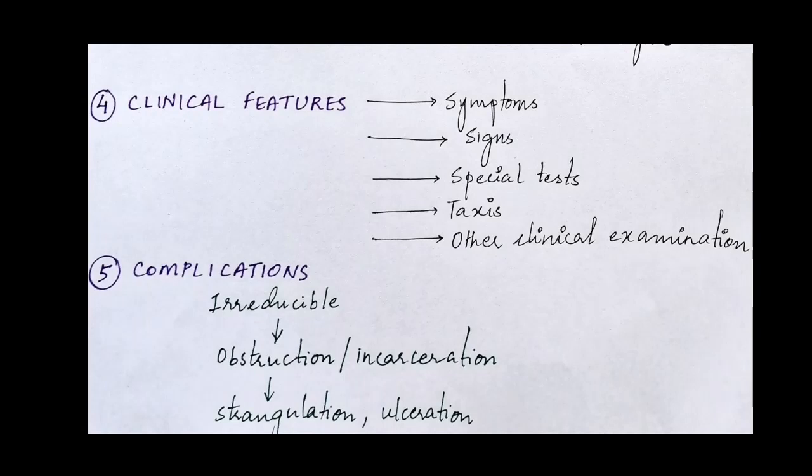When they tell you about the mass, you have to ask them what are the aggravating and relieving factors. So the size of the mass is going to increase on standing, walking, coughing, and straining. And the size of the mass is usually going to decrease on lying down, and sometimes the patient will manually be reducing the mass. If this history of reducibility is absent, then you either have to question your diagnosis or you have to think of a complicated hernia.